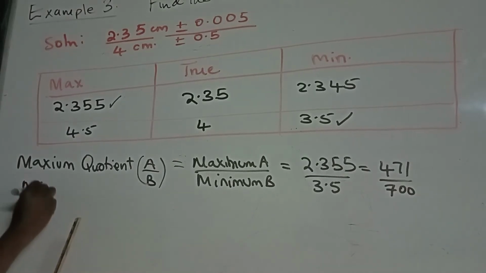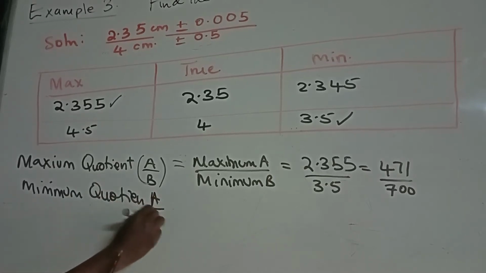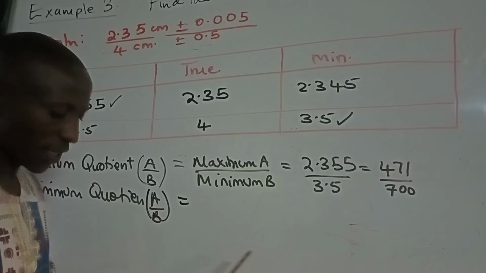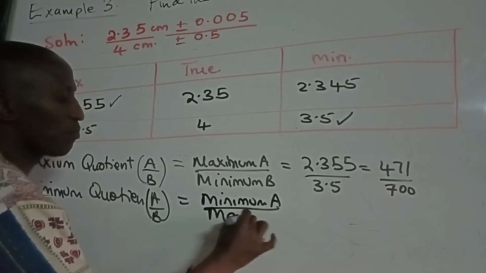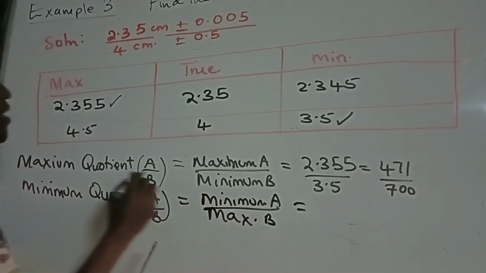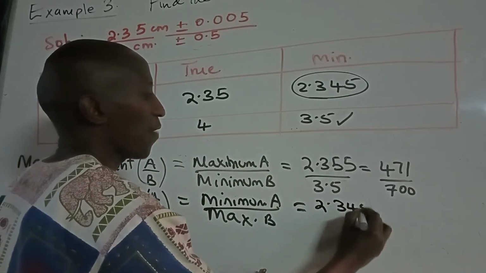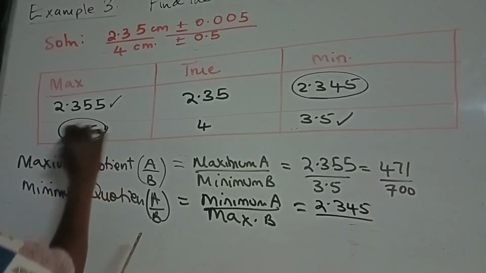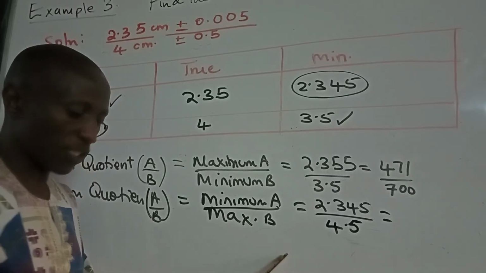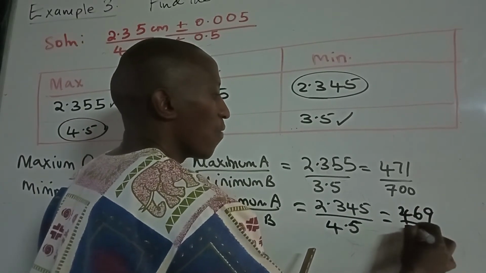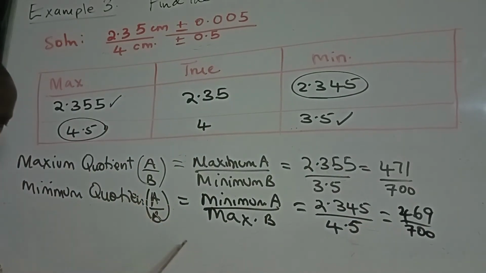We look at the minimum of a particular quotient, A over B. To get that, you need the minimum of A all over the maximum of B. The minimum of A is 2.345, and you divide by the maximum of B, 4.5. And that comes to be 469 all over 900.